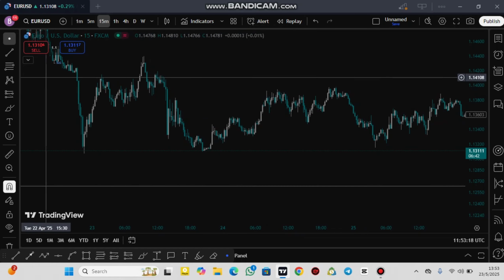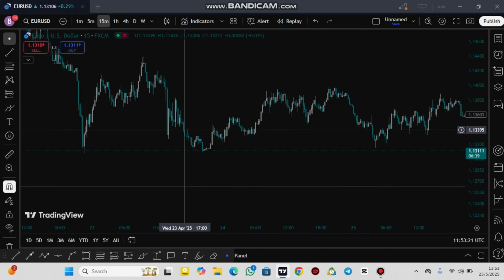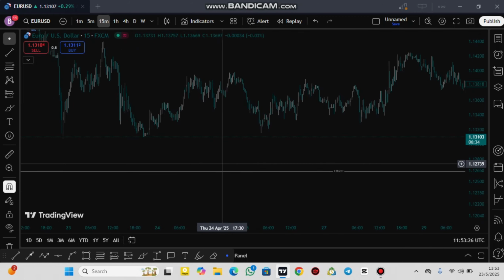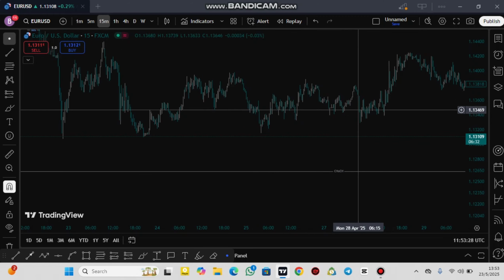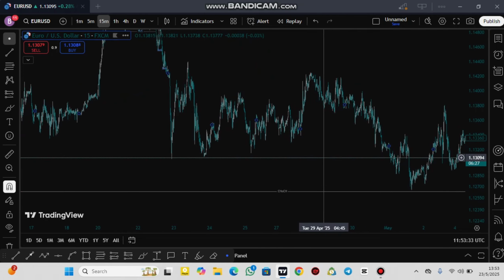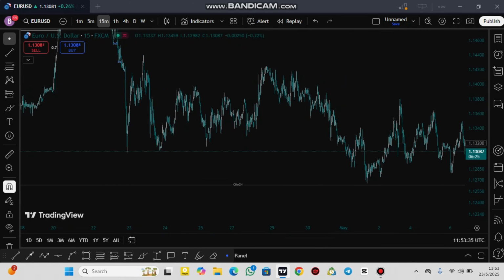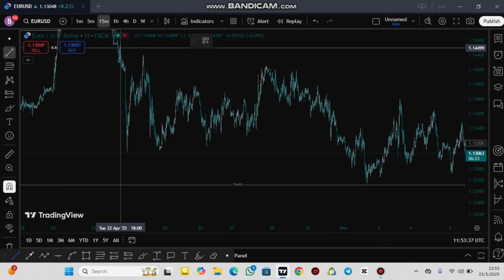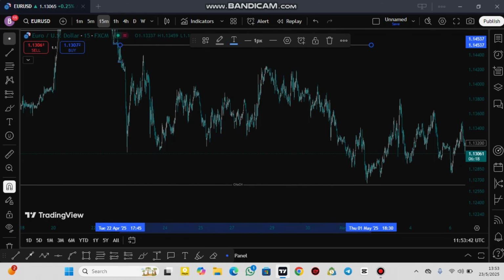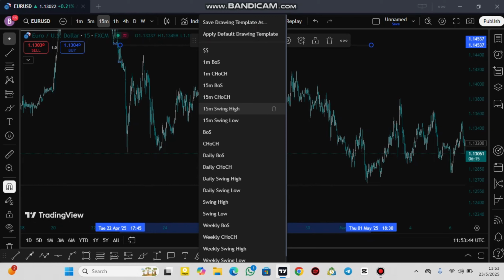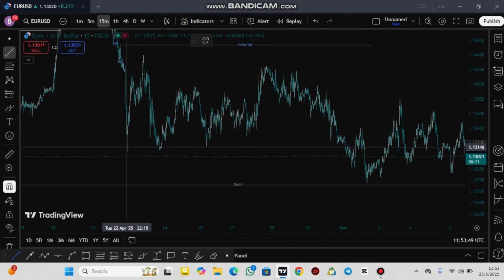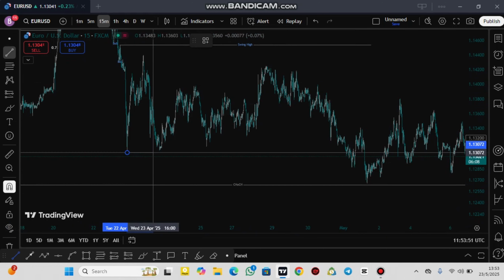So, breakout structure, pullback, and then price kind of ranges for a bit. For clarity, let's identify our swing high. This is our swing high, the highest point that gave us the recent break of structure. And then the swing low is the lowest point that gave us our pullback. Okay, this is the low.